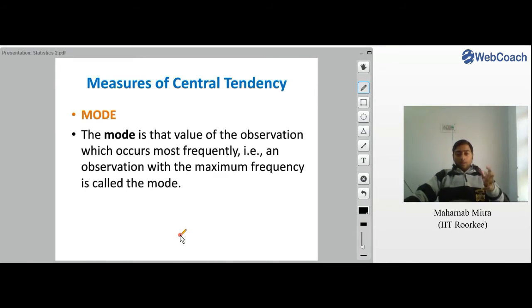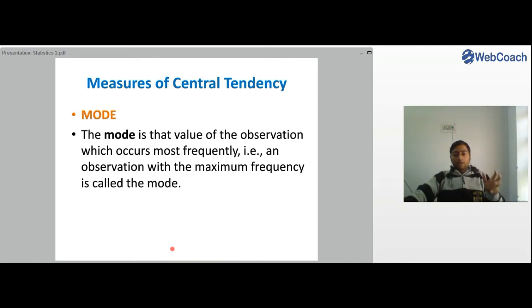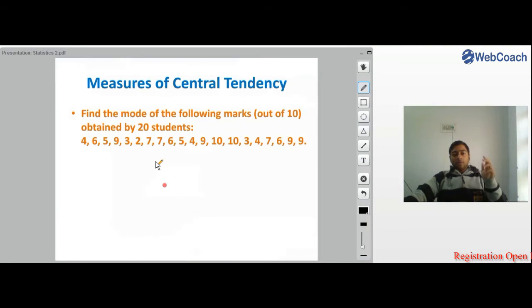So next we come to mode. Now the mode is the value of the observation which occurs most frequently, that is, an observation with the maximum frequency. Like if we have a set of data where some value occurs one time, some value occurs twice, some value occurs 4 times, and so on. So our mode will be the value which occurs the greatest number of times, or the value which has occurred 4 times, right? Let us look at an example to get a better idea of it.